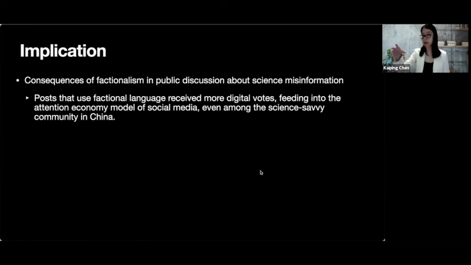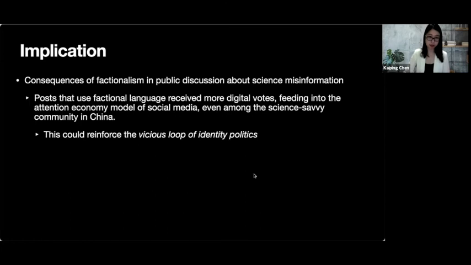The platform I studied is one where people are interested in science. They talk about science a lot, but we see that they also use a lot of this type of identity language to show anger toward the other groups. So this could reinforce the vicious loop of identity politics that has already challenged informed citizenship.